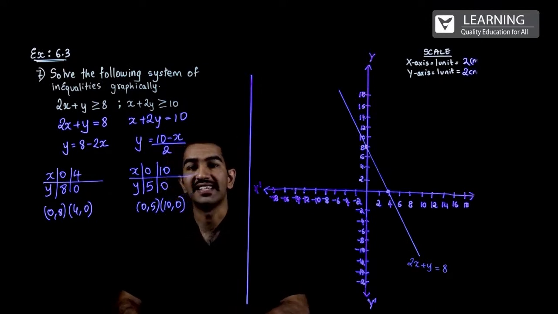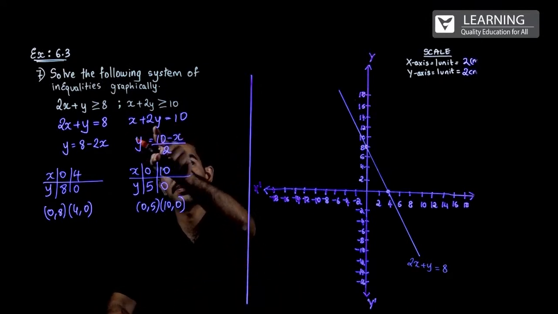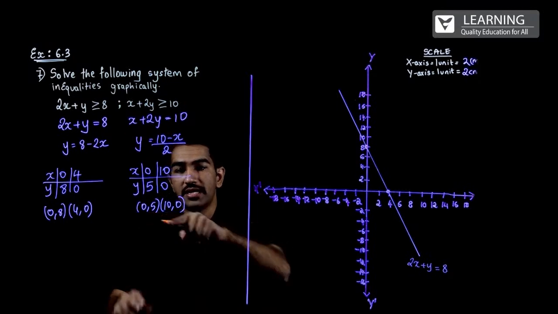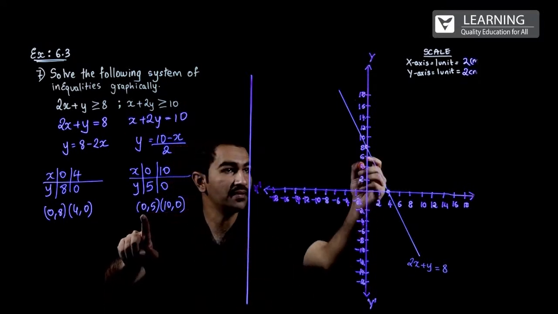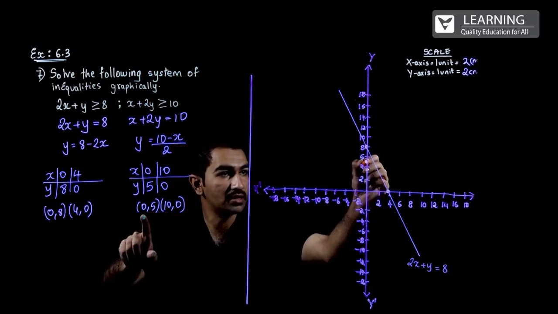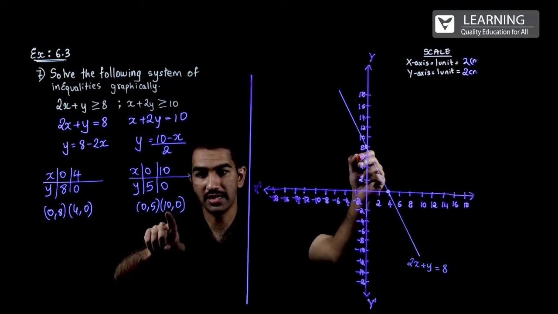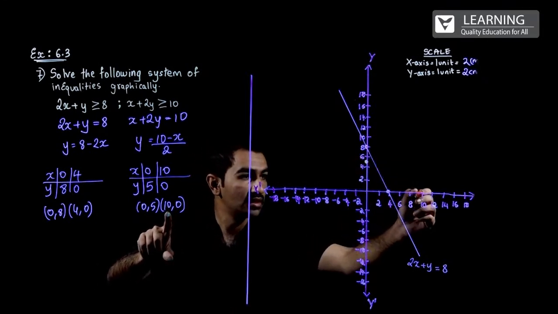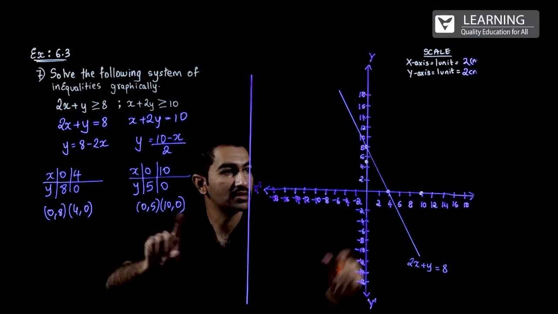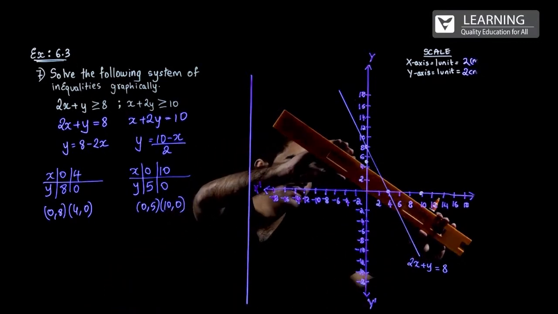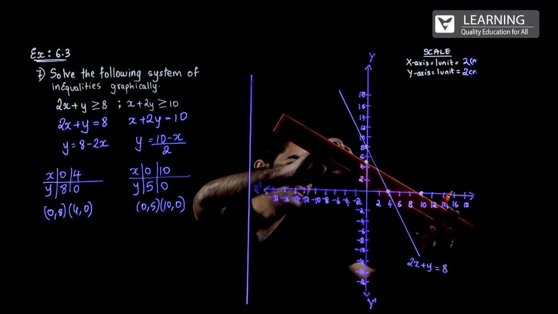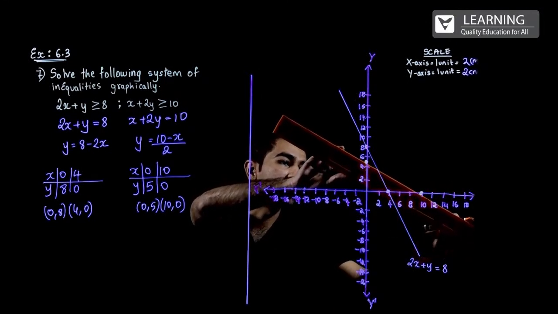Now we'll go to the next inequality. Draw this line as well. X plus 2y is equal to 10. The coordinates are (0, 5), x is 0, y is 5. So that will somewhere come here. And another point is x is 10, y is 0. Join these both points as well with the scale again. Okay, so it is like this.